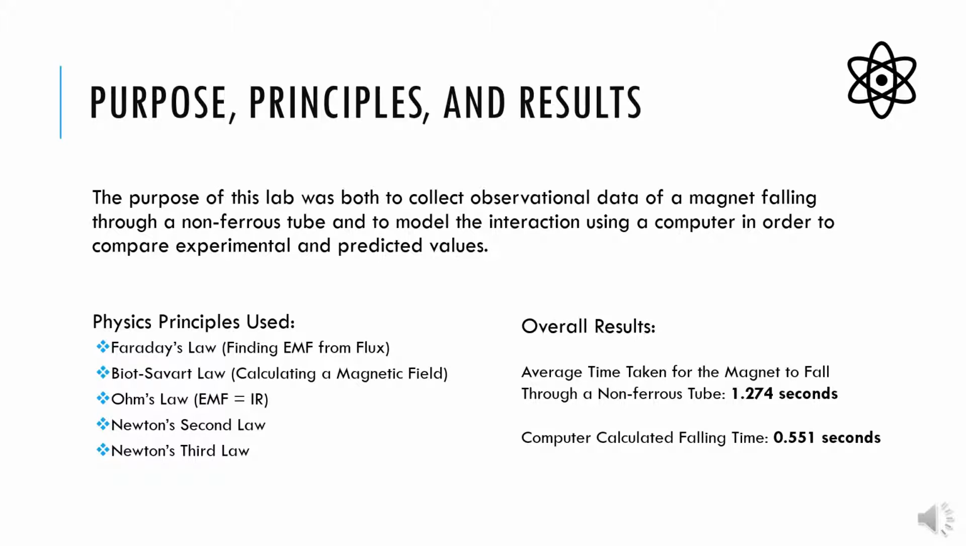The physics principles used in both the physical experiment and the code are Faraday's law, which helps us find EMF from flux, the Biot-Savart law, which allows us to calculate magnetic field, Ohm's law, which is EMF is equal to IR, or current times resistance, Newton's second law, force is equal to mass times acceleration, and Newton's third law, that every action has an equal and opposite reaction. The results for both portions of the experiment are shown here in the lower right.